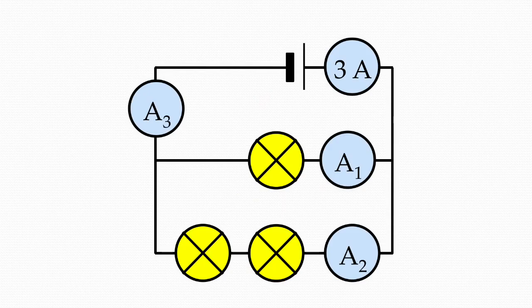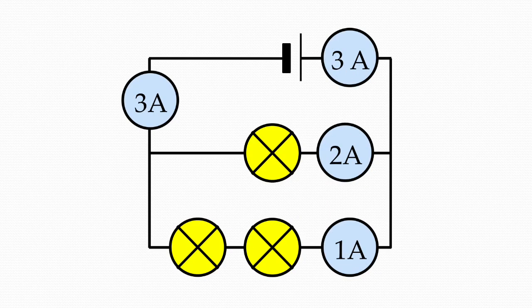A slightly more taxing problem this time. What is the current that would read at A1, A2 and A3? Just bear in mind, it will be harder for current to flow through 2 bulbs in a row in series than it will be to flow through 1. Pause the video while you work it out.